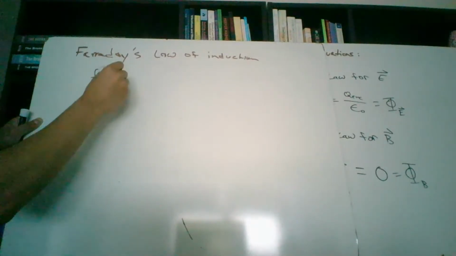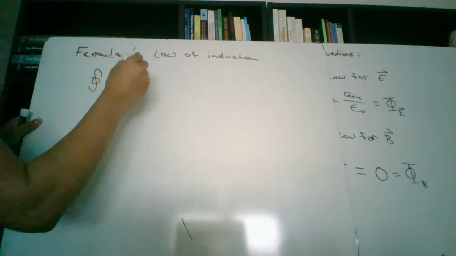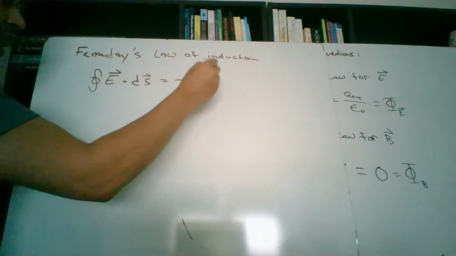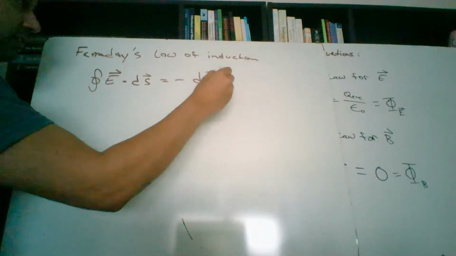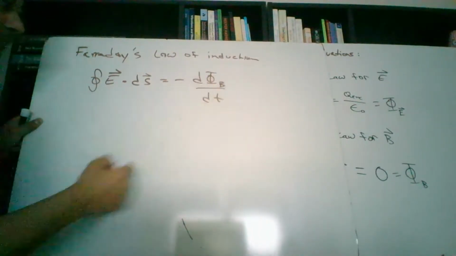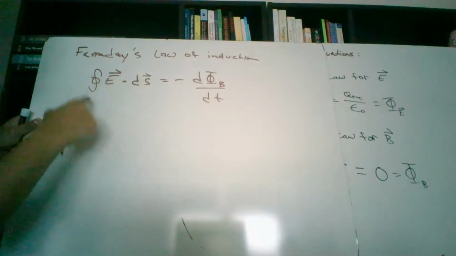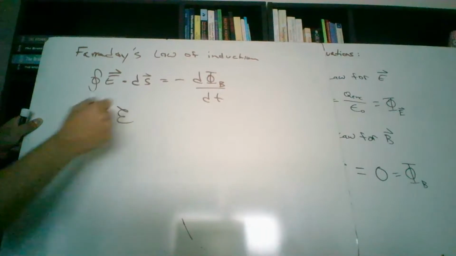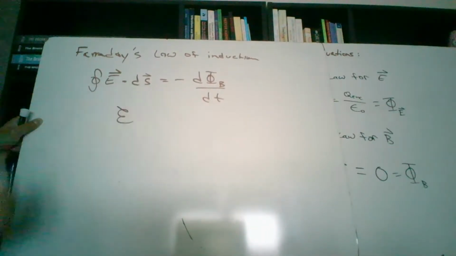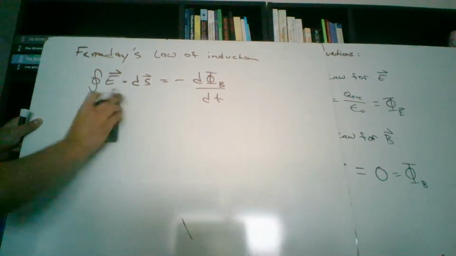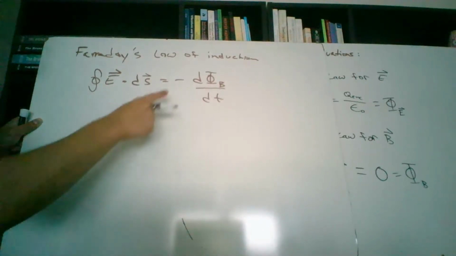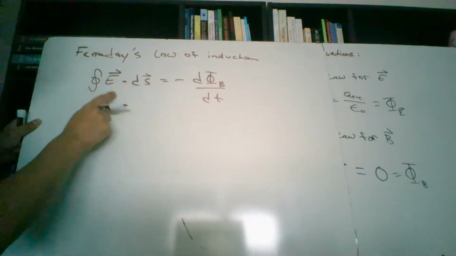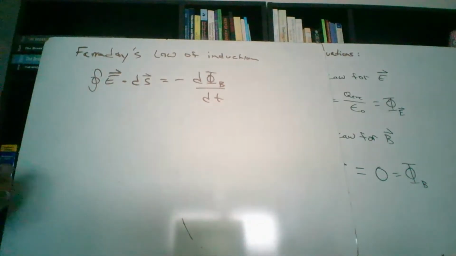The closed integral of E dot ds is equal to negative the change in the magnetic flux over dt. And if you don't know what this means right here, it means voltage. So the induced voltage is equal to this term right there. Okay? But this is how we write it. So a change in the flux will create an electric field.